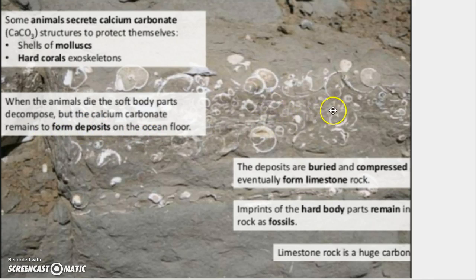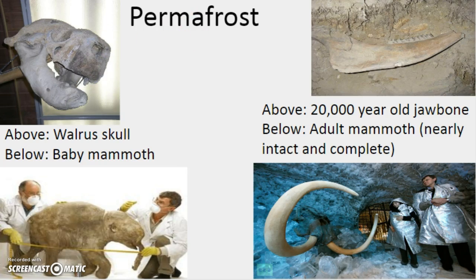So here's a nice picture of what a hard-shelled skeleton of calcite built up would be, forming limestone. The deposits are buried and compressed and form limestone. And imprints of the hard body parts remain intact as the rock is the fossil. Limestone is a large calcium carbonate material that commonly forms fossils, or in which fossils can be found. So I mentioned La Brea tar pits before.